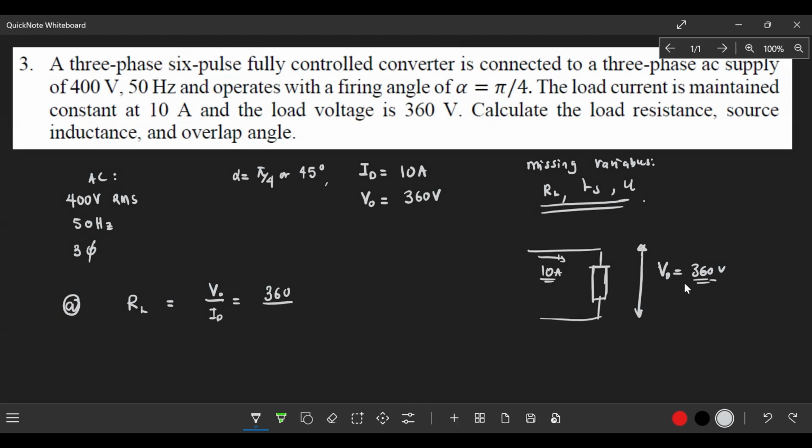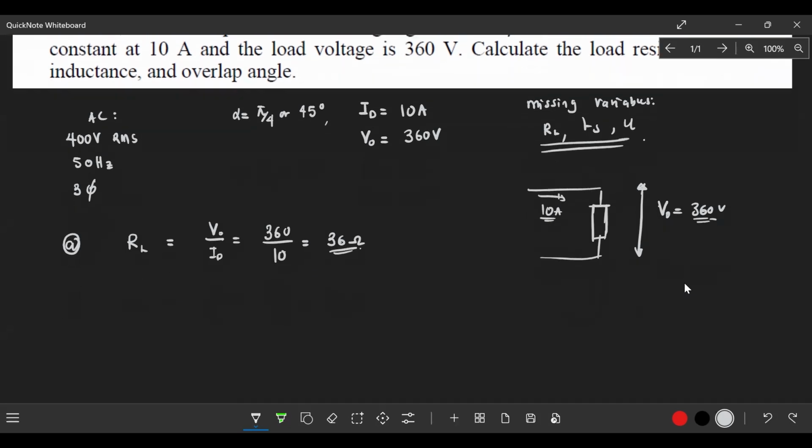And then you have that current is 10, right? So the load resistance is what? 36 ohms, okay? You have 36 ohms there. That's the end of the first part of the question. So I found this.